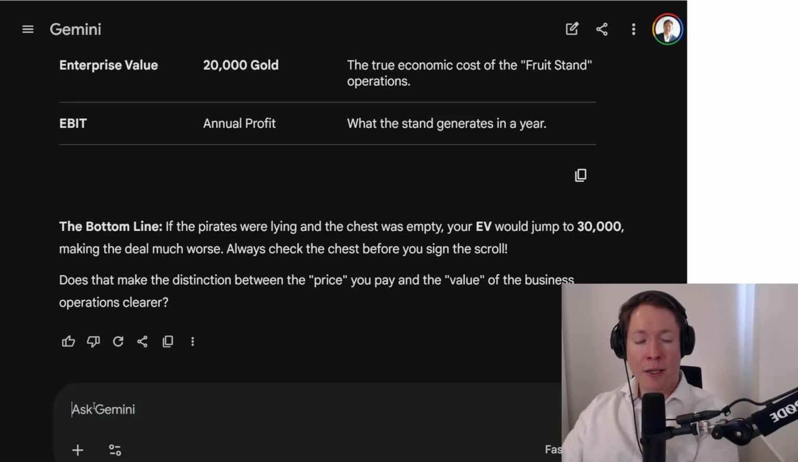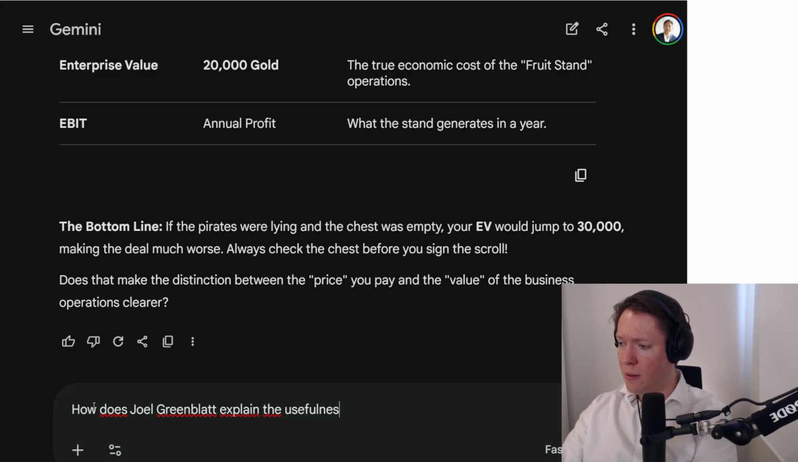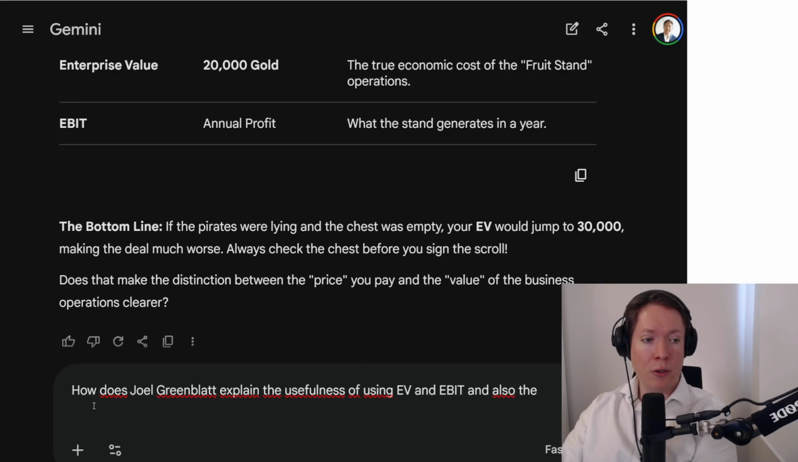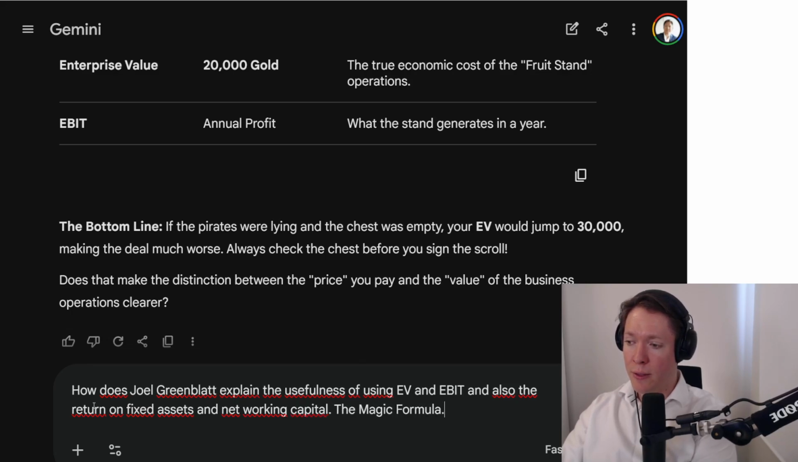So I said that at the end of the video, let's have a look at how Joel Greenblatt explains the usefulness of using EV and EBIT, and also the return on fixed assets and net working capital, the magic formula.